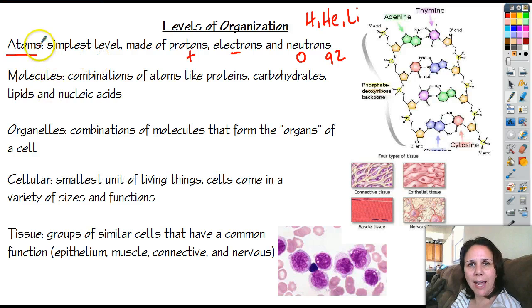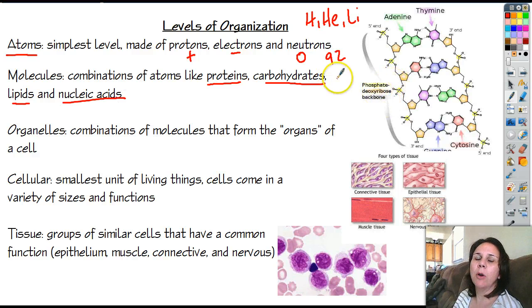Alright, now if I take these atoms and put them together in different combinations, I get molecules. Molecules are just combinations of atoms. And in our body, we see these molecules in the form of proteins, carbohydrates, lipids, and nucleic acids. Not to say that those are the only ones, those are the most important ones. Without these things, our body would not exist.